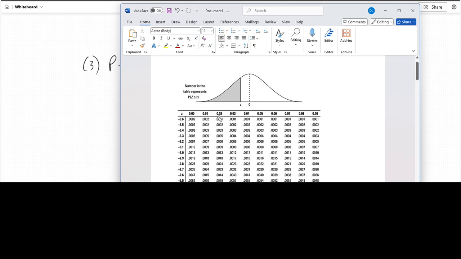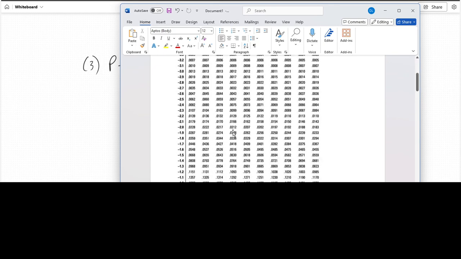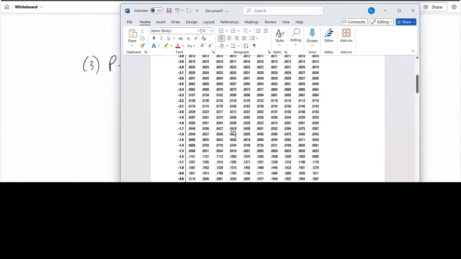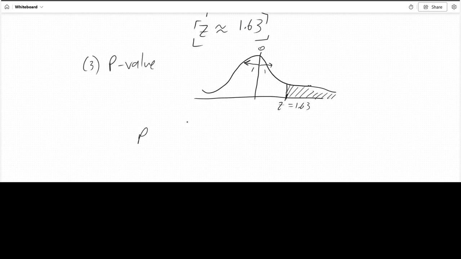So let's see, this is the third column, and we want to look for 1.63. Okay, so we get down here, 1.63. Okay, that says 0.0516, which says that there's a 5.16% chance that we'd see this extreme of data or more extreme.